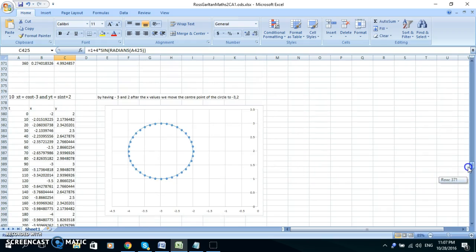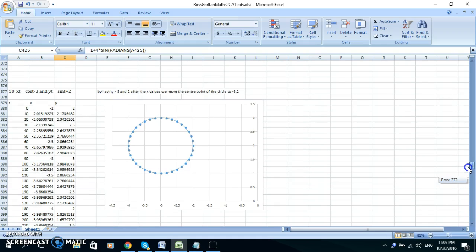So if we want to control the center point of the circle, we can add values at the end of our equation. See, we have cosine radians here -3 and +2. So the -3 and +2 in effect have changed the center point to the point -3 on the x and 2 on the y. So that's our center point here. So that in effect controls where we want to locate our circle.